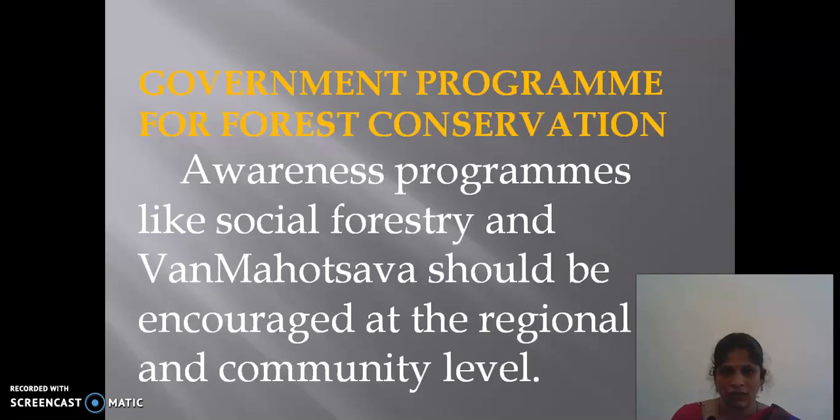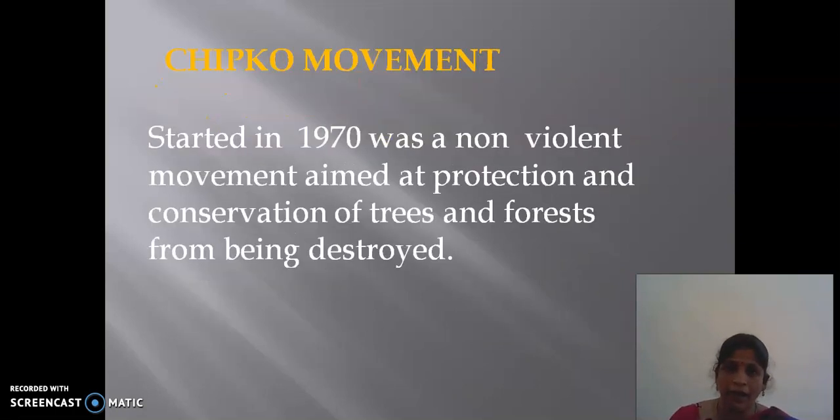Yes children, now the government programs. How is the government taking steps to conserve the forest? Awareness programs like social forestry and Van Mahotsav should be encouraged at the regional and community level. These steps are taken by the government to conserve the forest areas, and by the people of their own interest, they started some movements.